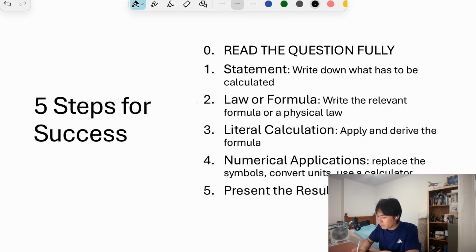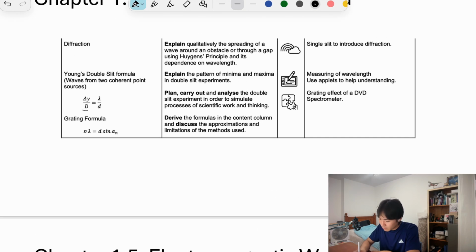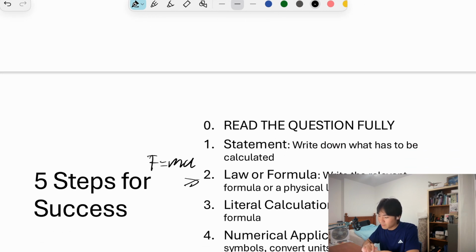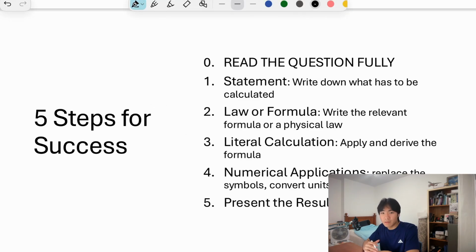This could be, for example, Newton's second law, F is ma. Or maybe for this chapter, you're going to use one of the formulas up here. But most of the time for this chapter, you're not going to write down the formula itself, but you're going to be asked to derive. And a derivation question is 3 points. You should always know because it's just memorization.